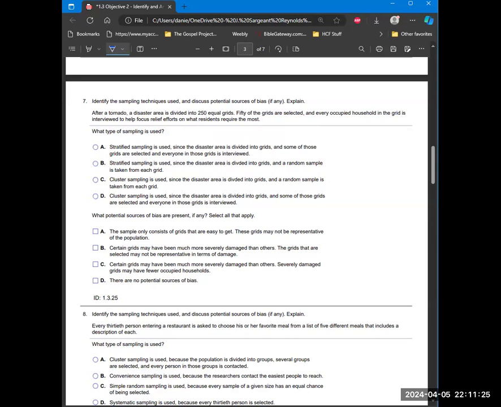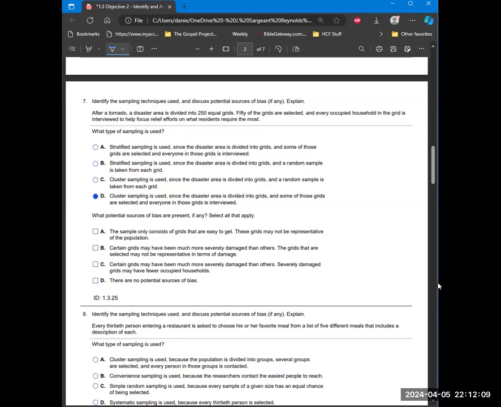That is cluster sampling that is being used, since the disaster area is divided up into grids, and some of those grids are selected and everyone in those grids is interviewed. So that's the key thing that makes it a cluster, is that you are taking a total census of some of the clusters, as opposed to splitting it up into these groups and only taking representative samples in those areas.